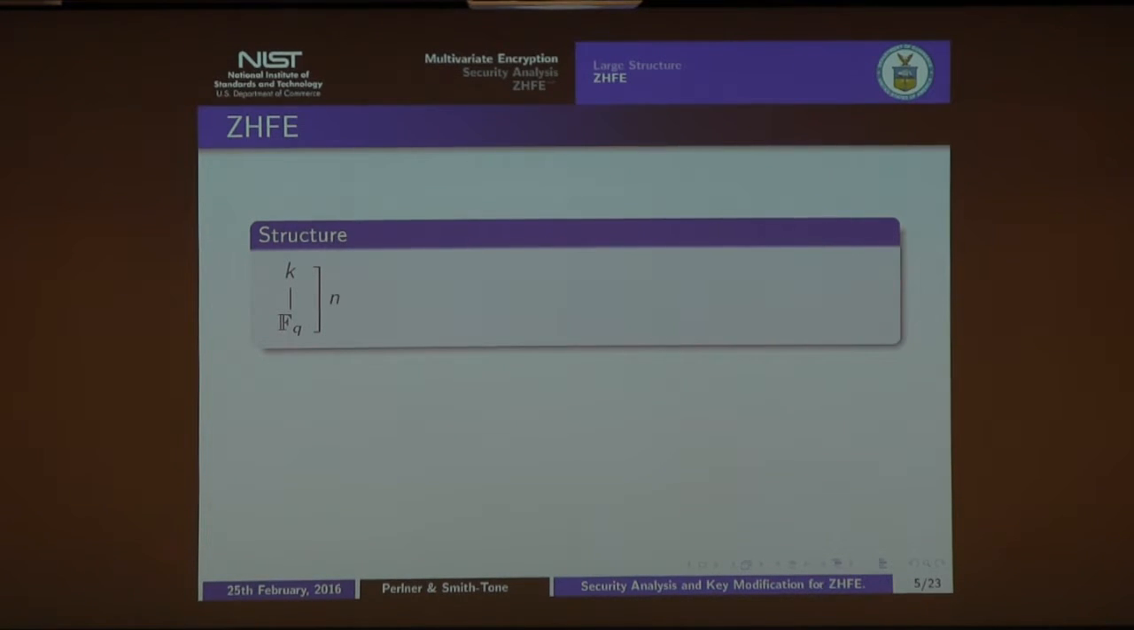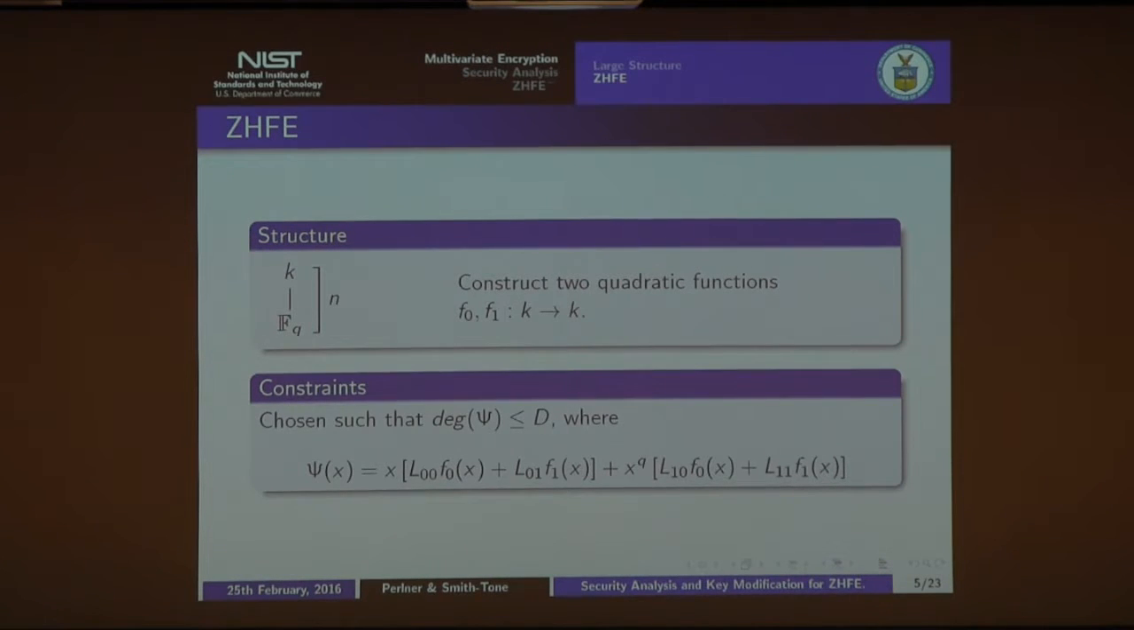The way you construct a key for the scheme is you construct two quadratic functions, f0 and f1, from this extension field to itself. You have to select them so that this equation at the bottom is satisfied, with psi having a restriction that it has very low degree. You can see you have this f0 and f1 embedded in that equation.